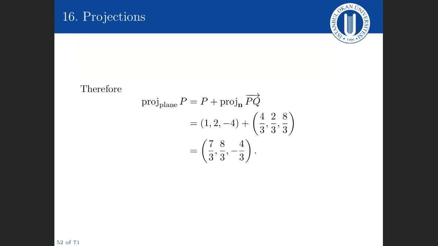And then we're almost finished. We want to do P plus the projection of PQ onto N. Point P is 1, 2, minus 4. We've just calculated this vector is 4 over 3i plus 2 over 3j plus 8 over 3k, or the point 4 over 3, comma 2 over 3, comma 8 over 3. Add these together and we get our answer: 7 over 3, 8 over 3, minus 5 over 3.